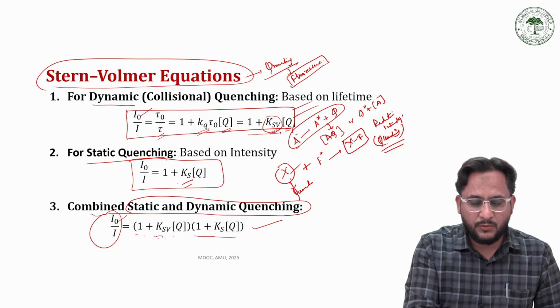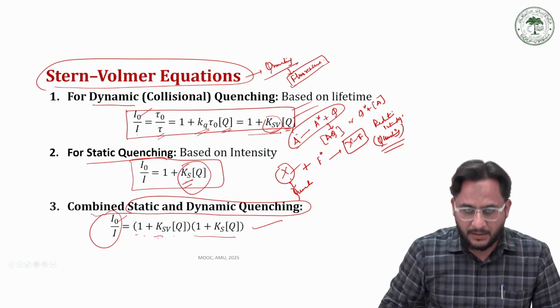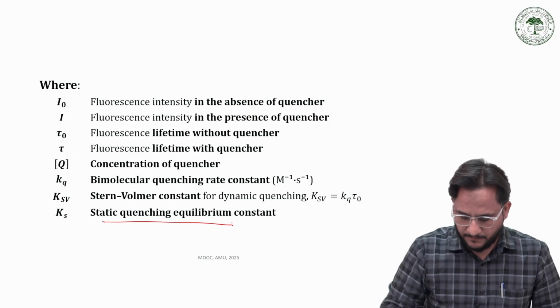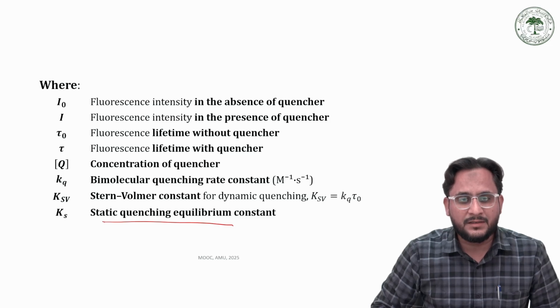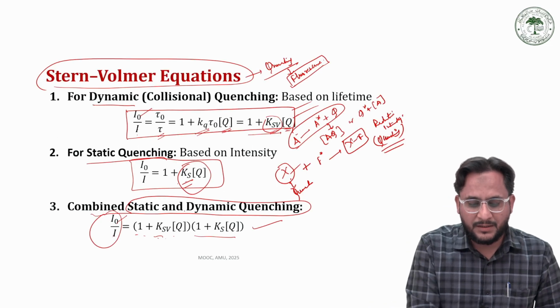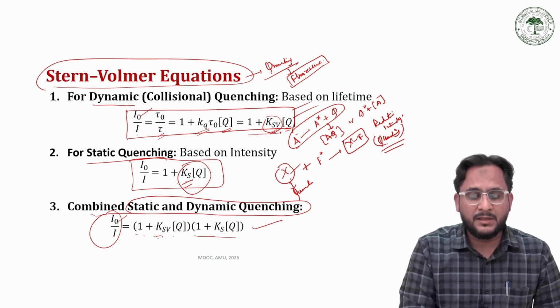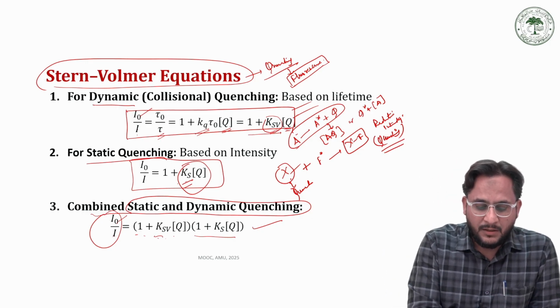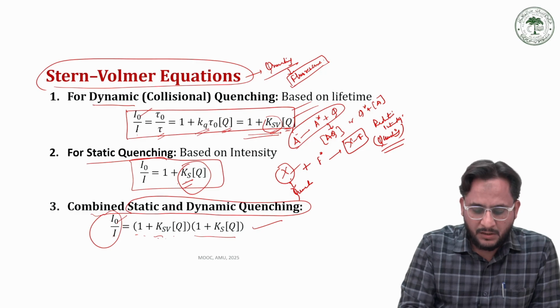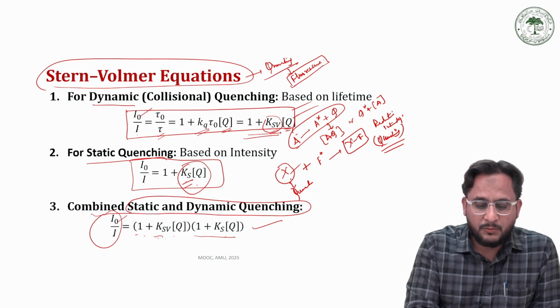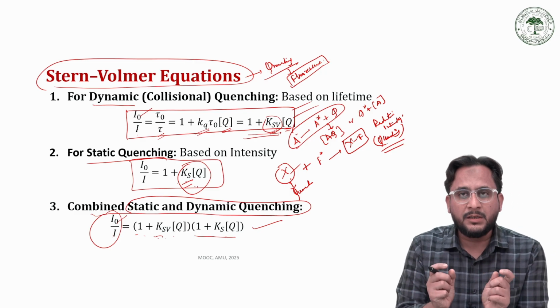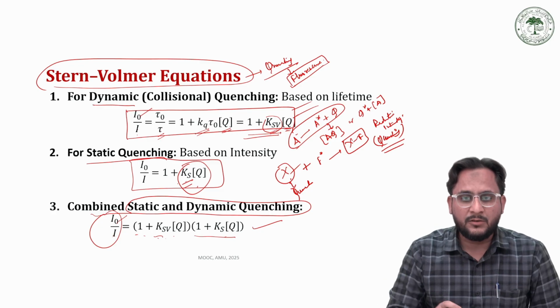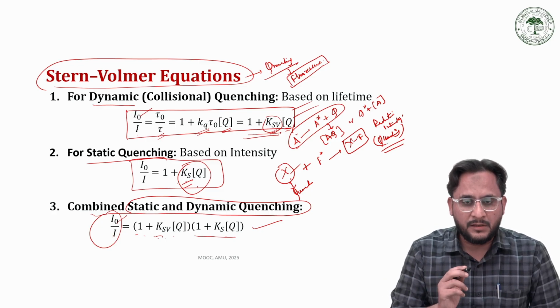So for static quenching, it is KS into Q. KS is called the static quenching equilibrium constant. And for combined static and dynamic quenching, we have I naught upon I, the intensity ratio, where I naught is the intensity in absence of quencher and I is the intensity in presence of quencher, equal to 1 plus KSV Q, which comes from dynamic quenching, times 1 plus KS Q, which comes from static quenching. Because both quenchings are taking place, we have to take the combined form, and that causes a deviation from the linear relation of quenching and fluorescence intensity.